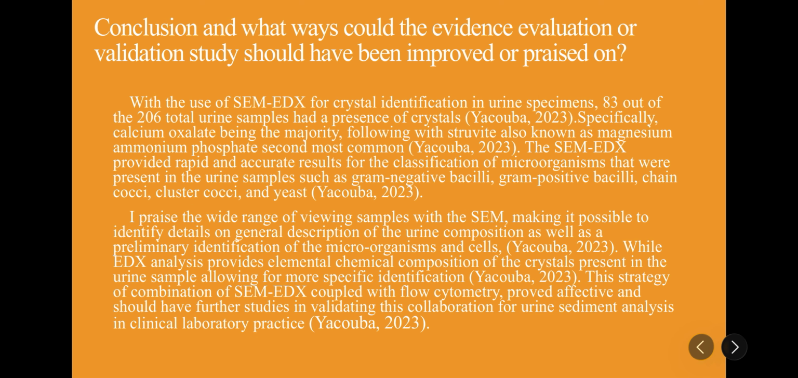Conclusion: in what ways could the evidence evaluation or validation study have been improved or praised? With the use of SEM-EDX for crystal identification in urine samples, 83 out of the 206 total urine samples had a presence of crystals, specifically calcium oxalate being the majority, followed by struvite, also known as magnesium ammonium phosphate, second most common. The SEM-EDX provided rapid and accurate results for the classification of microorganisms present in the urine samples, such as gram-negative bacilli, gram-positive bacilli, chain cocci, cluster cocci, and yeast.